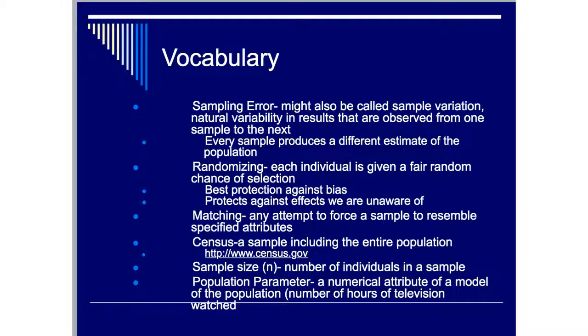and we rarely know them. We rarely know the average number of television hours watched for the entire United States. That's not like easy data to gather. So any kind of numerical attribute that we calculate about the population is called a parameter. And we use Greek letters for parameters, and then we use other letters, our letters, for statistics.